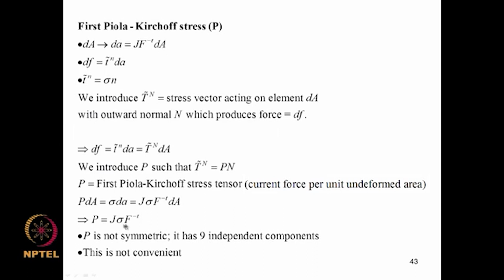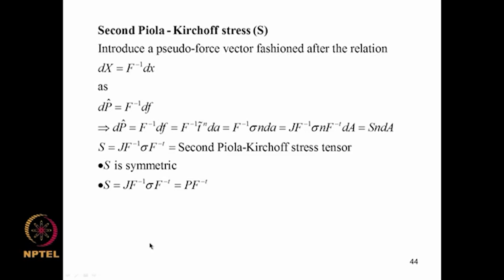If you observe this matrix carefully, we see that P is not symmetric and it has 9 independent components, and when working with constitutive laws with symmetric strain matrices, this becomes inconvenient. So this is not going to be convenient for our modeling purposes. So that leads us to the introduction of another stress measure known as the second Piola-Kirchhoff stress.